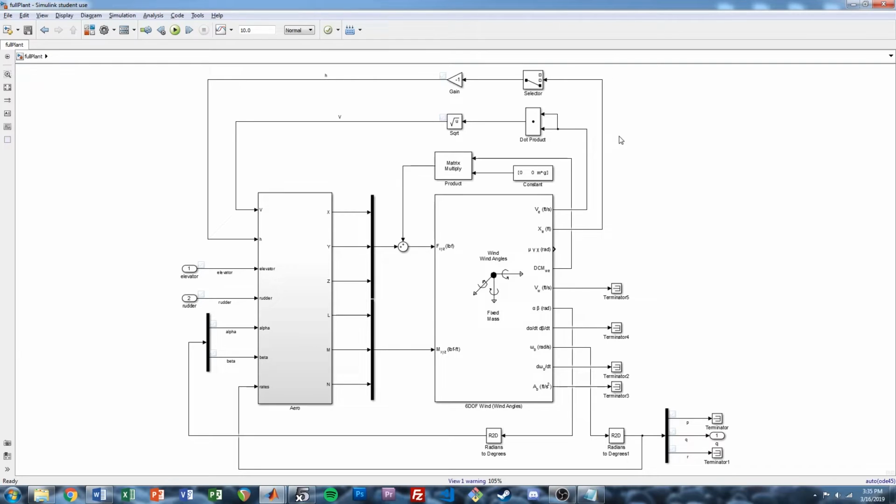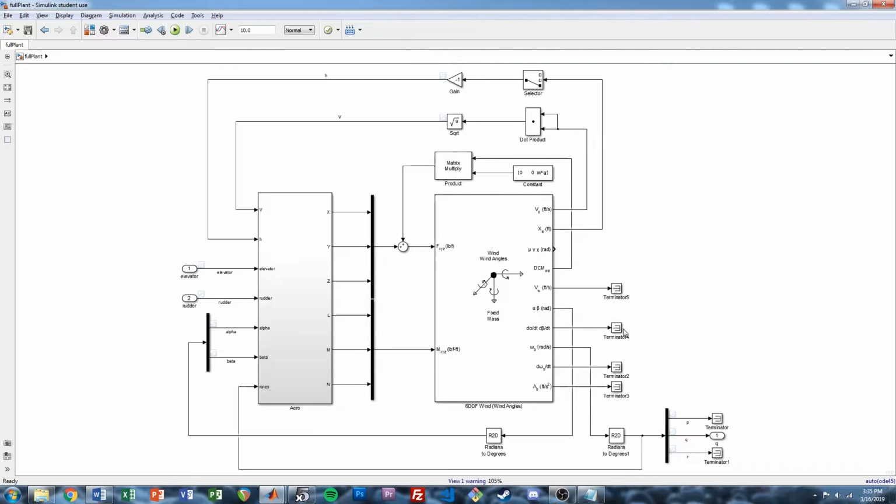Okay, can we still compile? We can still compile, that's good. We've got velocity, altitude, elevator, rudder, alpha, beta, body rates. What else do we need? We also need phi, theta, psi. We need our Euler angles because those are going to get used in our feedback. So what are we going to do about that?